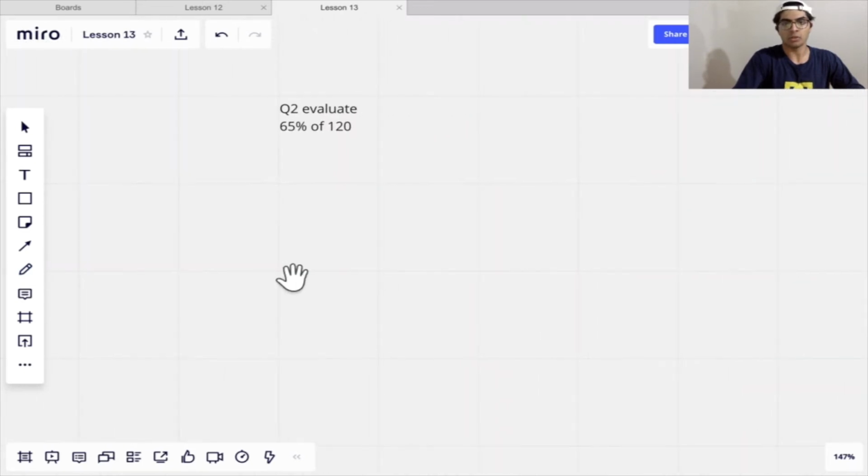Moving on to another one. Evaluate 65% of 120. Now, let's just think about what percentages are for a second. 65% means 65 hundredths of 120. So what is 65 hundredths? That's what percentages are. And that's I guess a definition you've probably come across before. But the first step you always do is just convert between this and that. And now it's just as simple as what we did before.